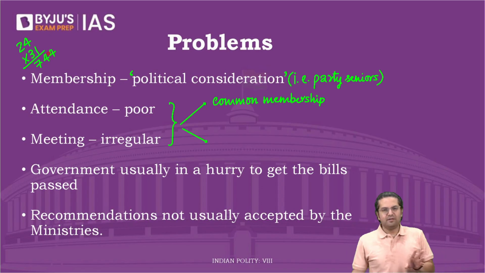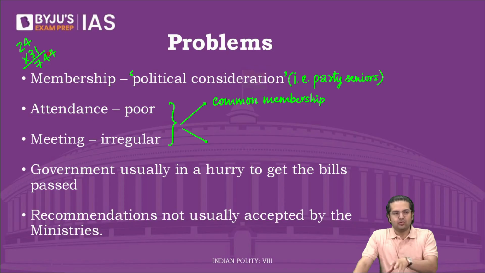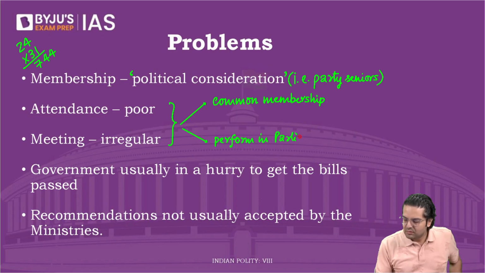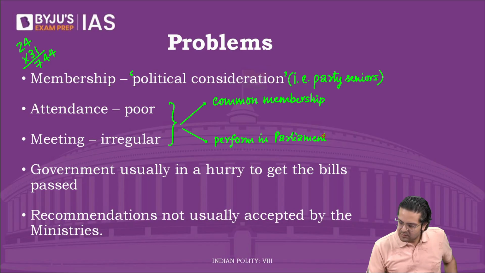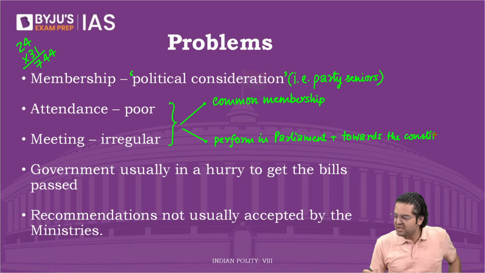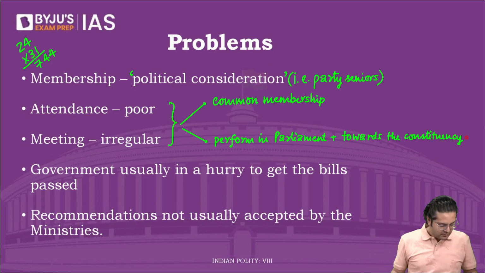Secondly, think of this. These are MPs of the House, Lok Sabha, Rajya Sabha. They have two tasks: meet the obligations of their constituency, perform in the parliament, attend the parliamentary sitting also, plus work towards the constituency. How will they ever be able to take part in these committee meetings? Right?